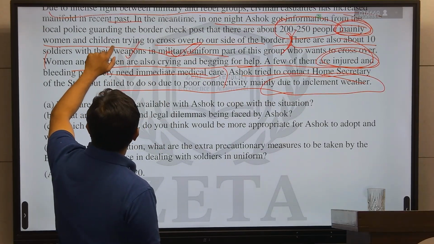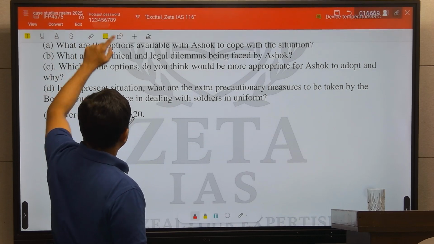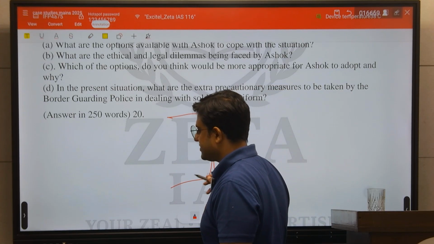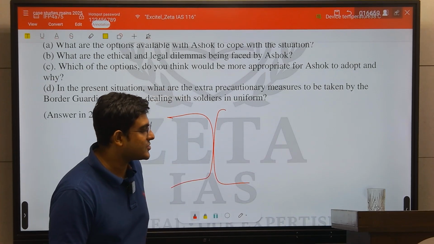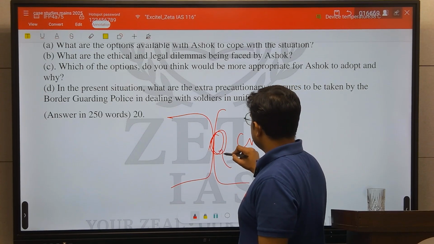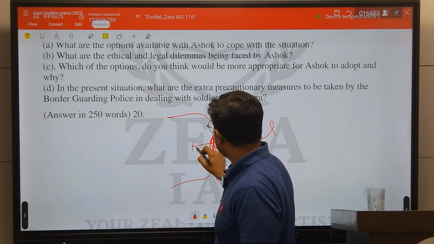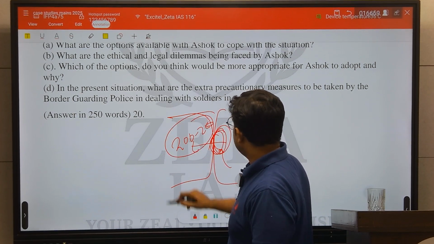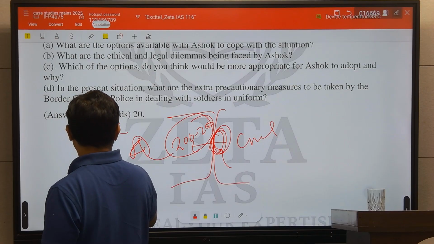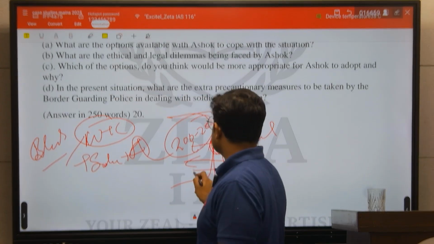So basically, what the case study is saying. There is a border state in the northeast. Here a civil rebellion, a military coup happened. So the civilian government was thrown out. So civil war is going on. Nearby the border, the rebels are fighting against the military. So it became chaotic. So 200 to 250 people are trying to enter India. Mostly women plus children plus soldiers in uniform. Some of the women and children are bleeding and they want to enter. So this is what the case study basically says.